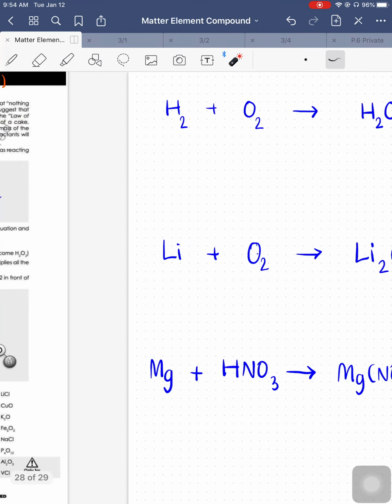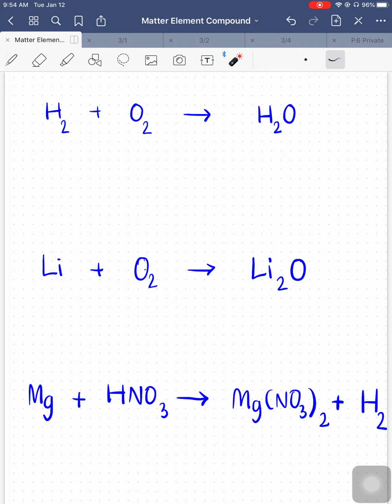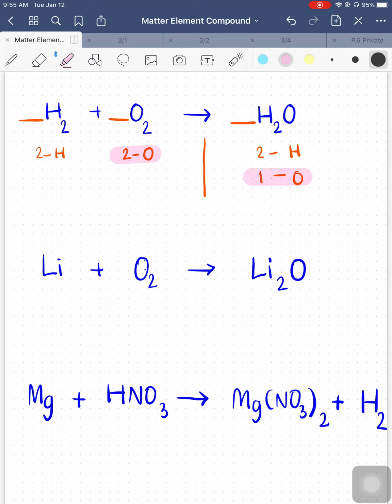And I will give you more examples to clarify it again. For the example, you only have to put the number in front of the molecule of each. This one is 2 hydrogen. This one is 2 oxygen. And for your right hand side, 2 hydrogen and 1 oxygen. Wow, I just see this one is not equal for oxygen. So you have to find a number to put in front of each.